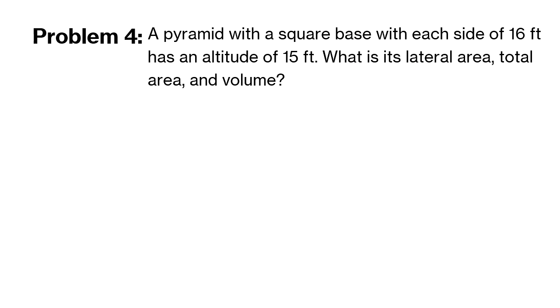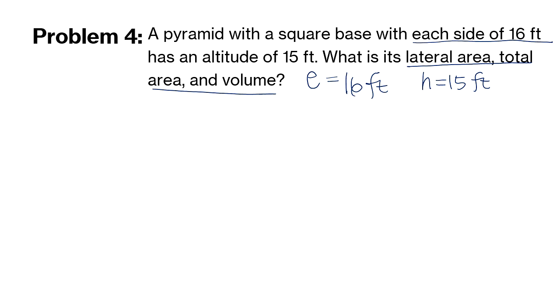We have problem number 4: a pyramid with a square base with each side of 16 feet has an altitude of 15 feet. What is the lateral area, total area, and volume? Again, we're asked to find lateral area, total area, and volume, and we're given a pyramid with a square base with each side. That means the edges measure 16 feet and the altitude or height is 15 feet.